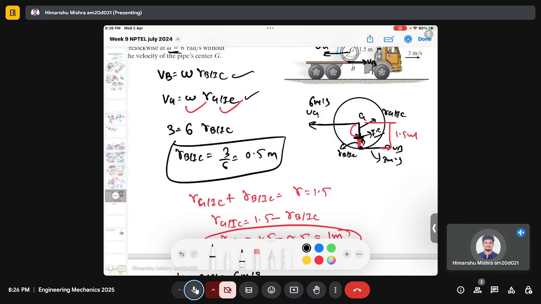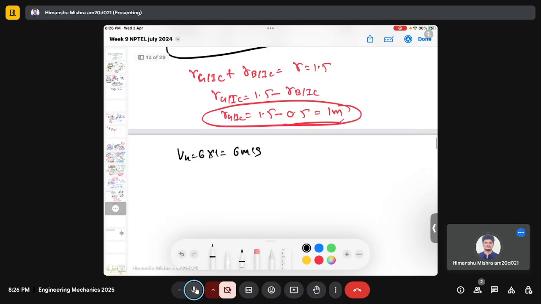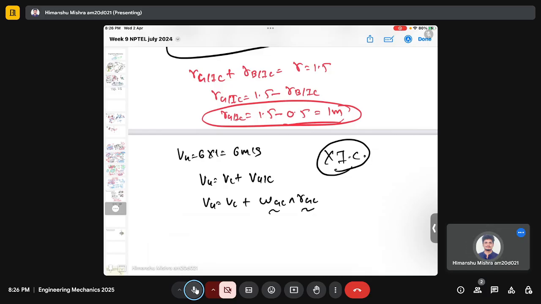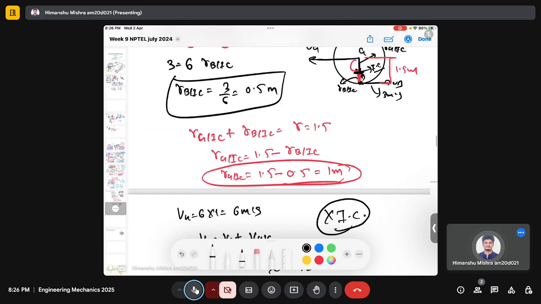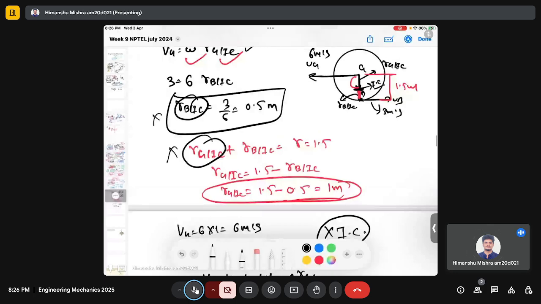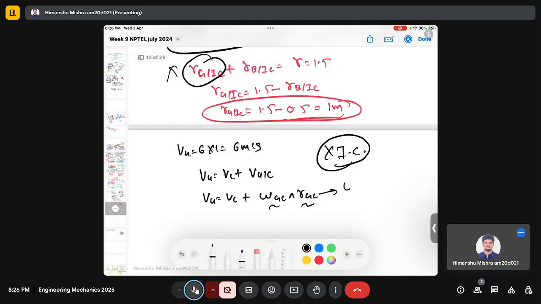Now if you don't want to use the instantaneous center method, you can use VG equals VC plus VG with respect to C. Then VG will be VC plus omega cross product with the length between G and C. Now you are not using the instantaneous center method, so here the position vector is not this, it is actually the length between G and C when you don't use IC.